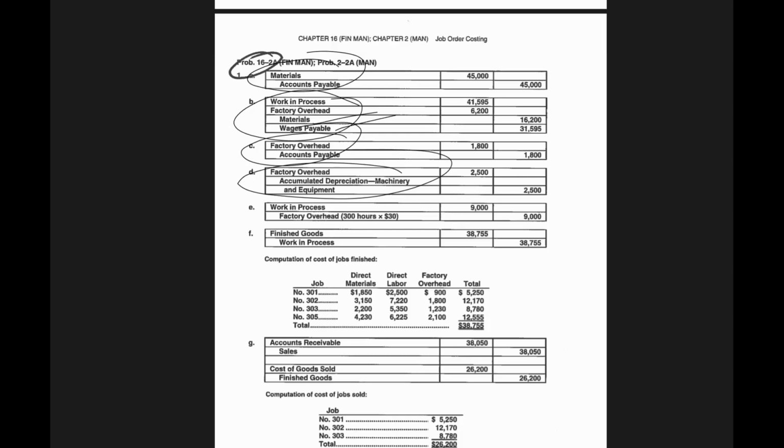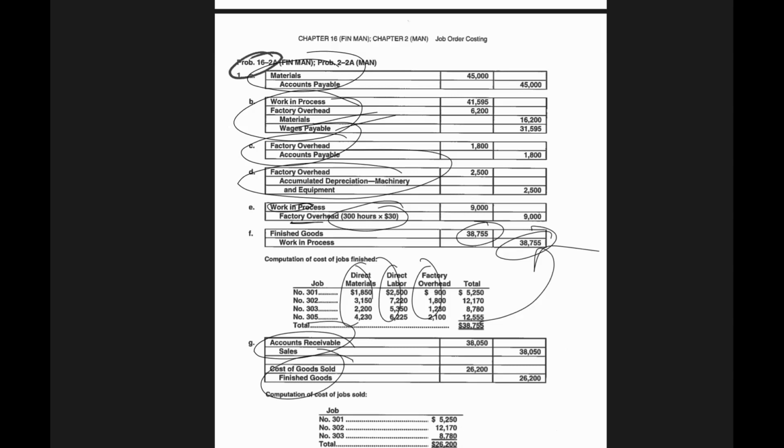Letter E is where we are starting to apply some of this overhead to the job. And then letter F, there are some jobs that were finished, so we're taking it out of WIP and putting it into finished goods. And they calculated all the costs incurred for these 4 jobs, direct materials, direct labor, and overhead, and moving it into finished goods. Letter G is where you can see they actually have the 2 journal entries for a sale, AR and sales and cost of goods sold and finished goods.